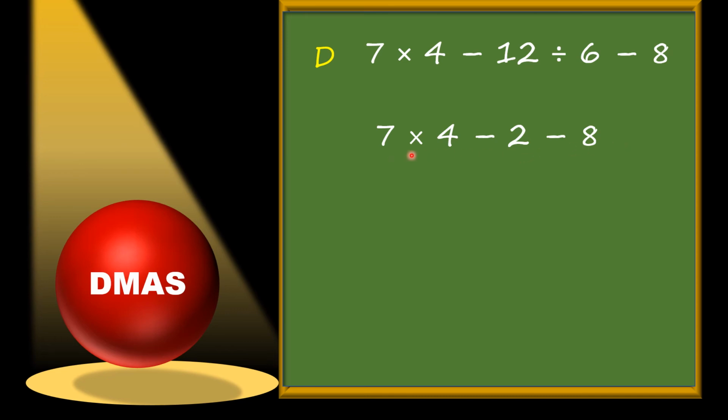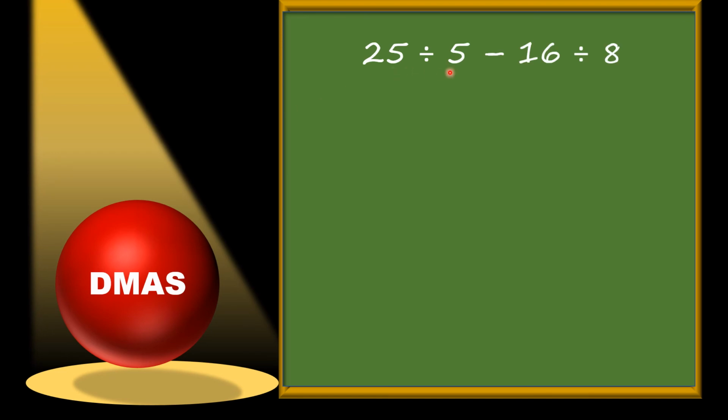Now here multiplication and subtraction. Two operations are there. So we will do multiplication first. 7 4s are 28. So we will get 28 minus 2 minus 8. Now we will do subtraction. So in subtraction, let us subtract 2 from 28 and we will get 26 minus 8. Now subtract it and we will get 18.